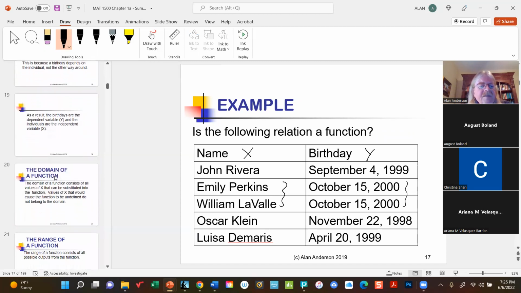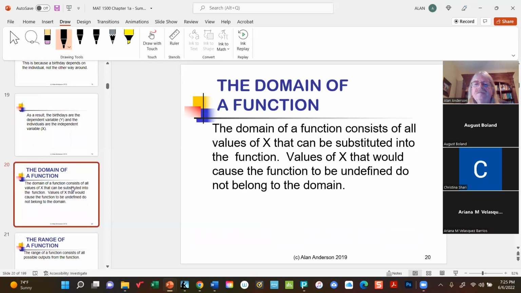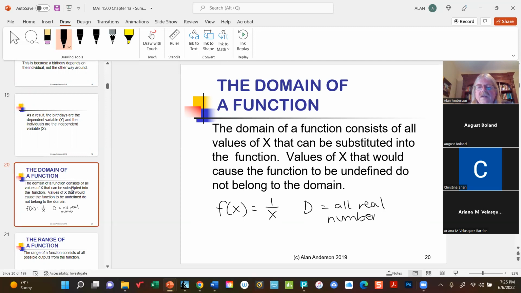All right. Now, as far as the functions are concerned, they also have domains and ranges, okay? The domain of a function consists of all values of x that can be substituted into that function. We have to exclude anything that would cause the function to be undefined. So what would be an example of a case where some elements do not belong to the domain? Well, let me just quickly show you one. If the function is this, then the domain is all real numbers except zero.